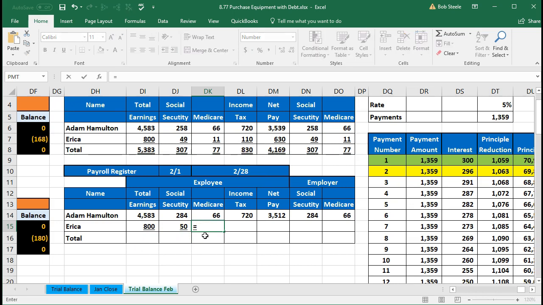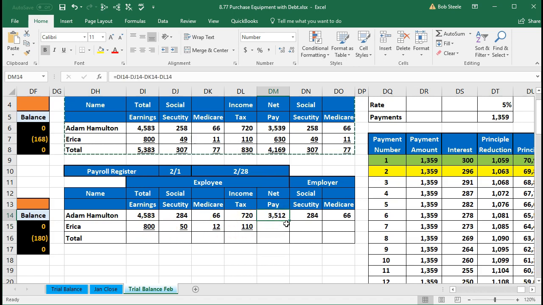And then we're going to say this equals, once again, Medicare is a flat tax of 1.45. We're going to say equals the 800 times 0.0145 or 1.5%. Then we'll select tab. And then we're going to have the federal income tax, and that, once again, with the table, is a bit more complicated of a calculation. So we're going to put that in as a 110. And then we've got the net pay, which will be the 800 minus the Social Security of 50 minus the Medicare of 12 minus the income tax of 110. We will use the sum function this time. We'll do it a little bit different.